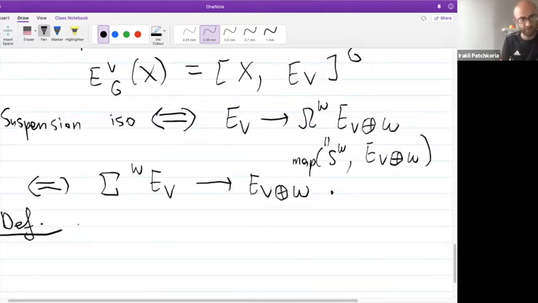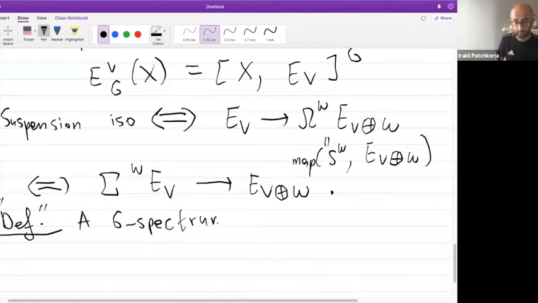The modern definitions, of course, are using some other technologies, which I will, by the way, mention at some point in this talk, using, for example, infinity categories. But again, there are various ways of defining this. So, definition, a G spectrum, and this is not a precise definition of a G spectrum, but good enough.